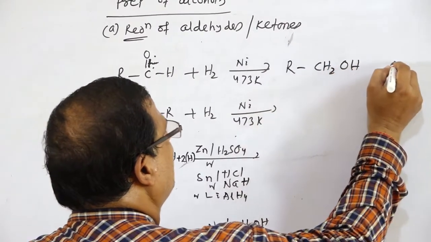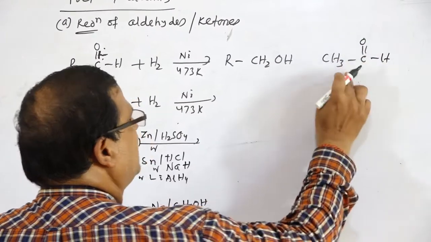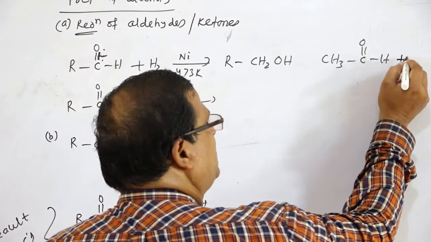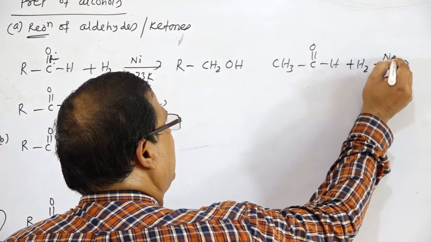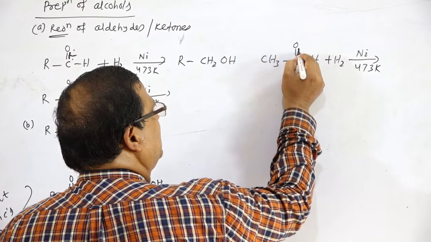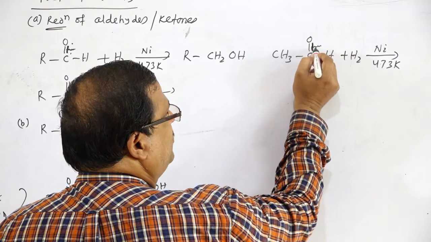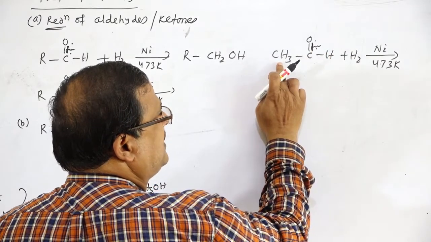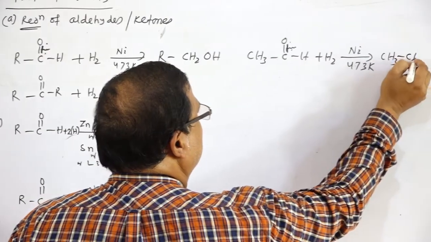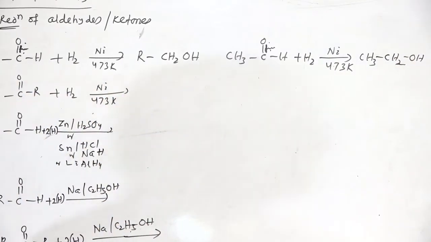For example, CH3 C double bond O H, that is acetaldehyde. Acetaldehyde is added with hydrogen in presence of nickel at 473 Kelvin. So this bond will break by the addition of hydrogen, and a hydrogen atom will be added to both sides. So the product is CH3CH2OH, that is the formation of a primary alcohol.